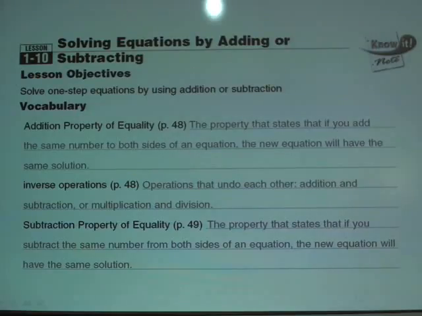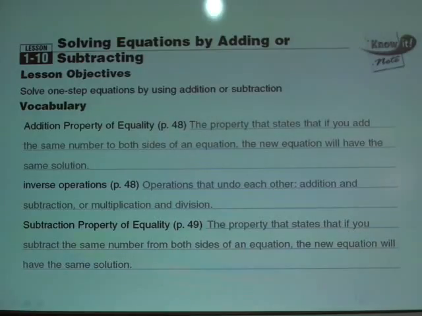I'm going to jump down to the bottom there, the subtraction property of equality. That's the property that states that if you subtract the same number from both sides of an equation, the new equation will have the same solution. And that's the property that we use to solve addition equations.